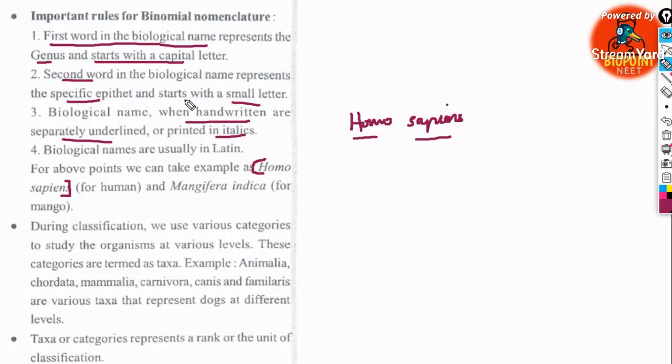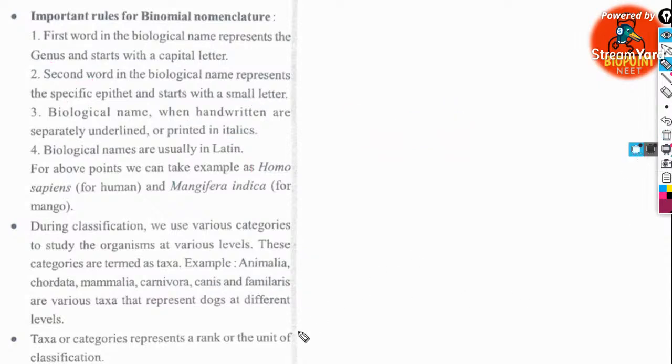During classification, we use different categories to study the organisms at different levels. And these categories are known as taxa. For example, kingdom Animalia, phylum Chordata, class Mammalia, order Carnivora, genus Canis, species familiaris. All these are different categories, and these different categories are known as taxa. Clear with that? So these taxa or categories represent the rank of classification.